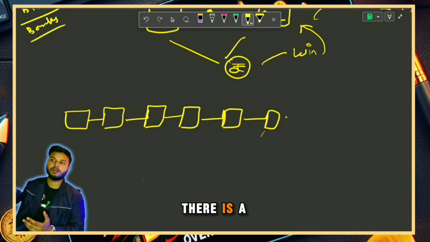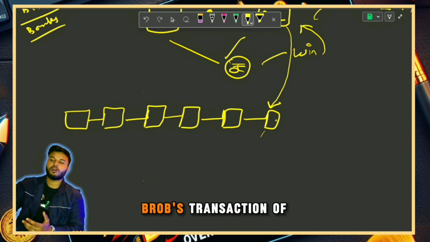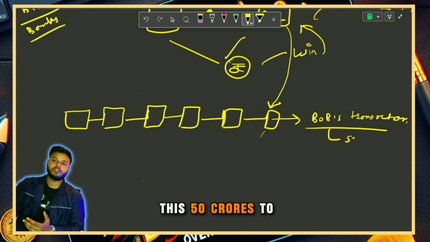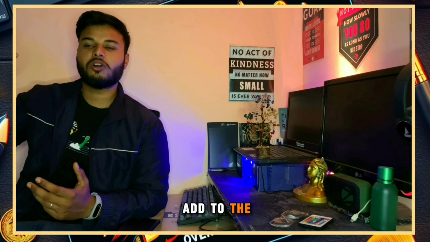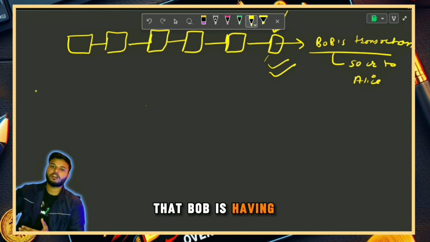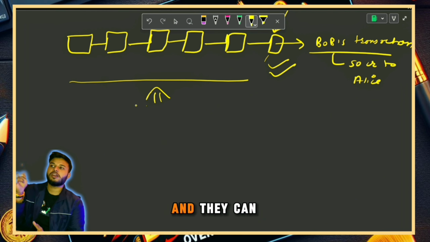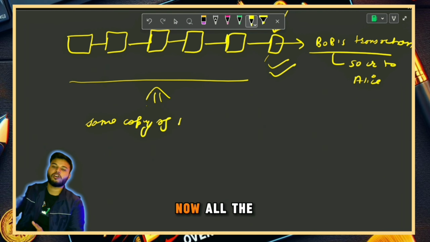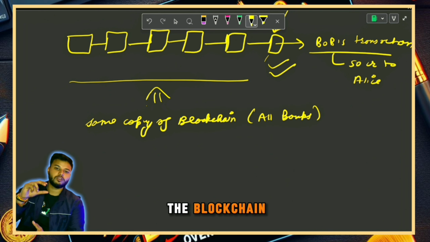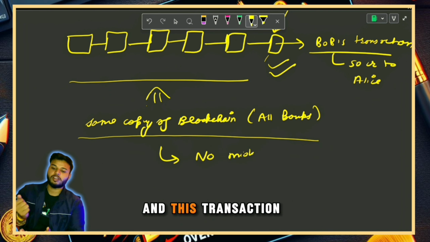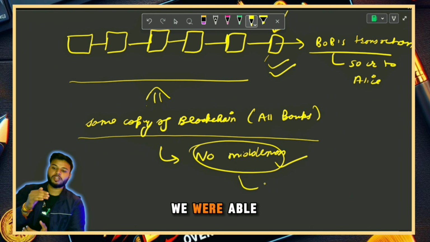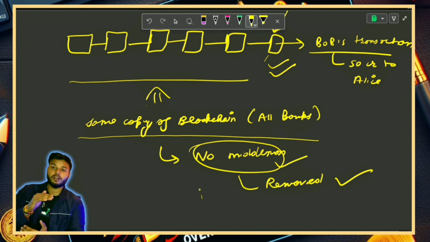Now let's say that there is a block which is added recently, and it has Bob's transaction of transferring 50 crores to Alice. So once this transaction is added to the blockchain, Bob can be confirmed that yes, Alice has received these 50 crores. This is at the user side. Now how banks will be behaving is that the bank can clearly see that Bob has an account in Canara Bank, Alice has an account in SBI bank. They can clearly see that they are trying to make a transaction. Now all the banks have the same copy of the blockchain, so there will be no middleman involved, and this transaction can take place successfully. This way we were able to remove the middleman from our existing system.